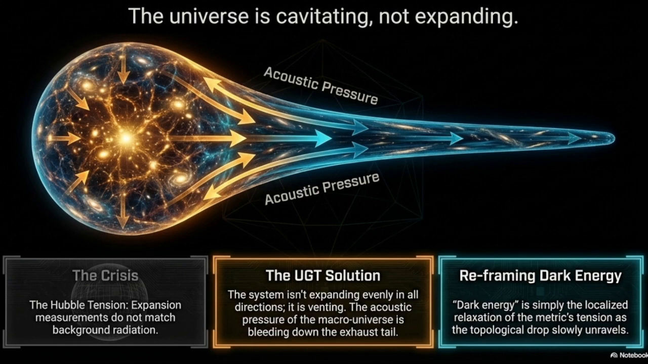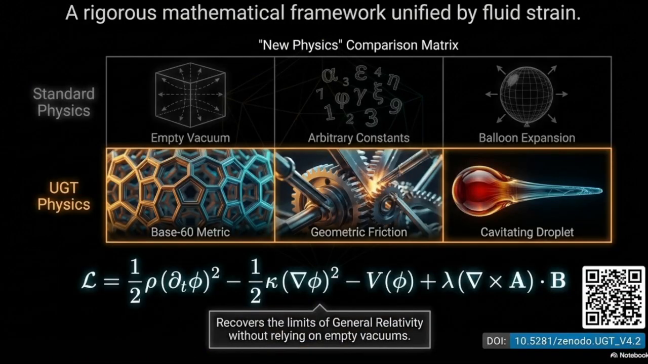These ideas are formalized in a master action that combines continuous fluid strain with topological winding. In the macroscopic limit, it recovers general relativity. The full framework and derivations are publicly available on Zenodo.